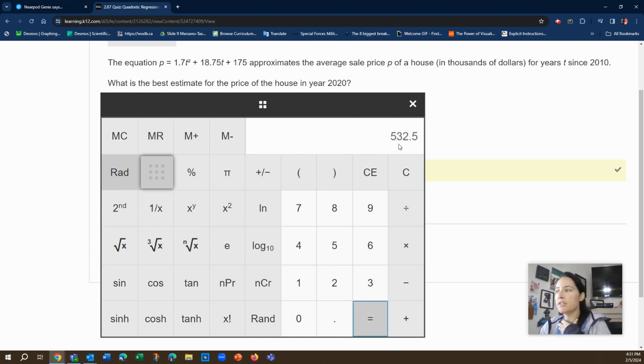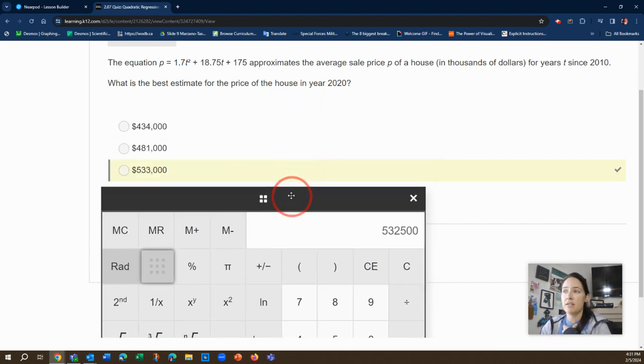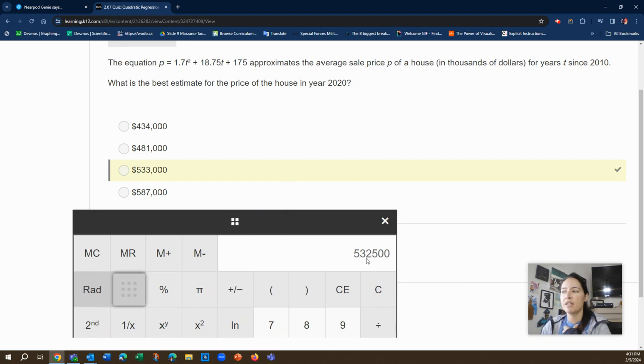Okay, so $532.50. Approximate, right? No. In thousands of dollars. So let's times this by 1,000. So they're saying it's about $532,500. So a little over $500,000 homes. That's the best estimate for the price. Oh, okay. So they even rounded up again. They rounded up to 533,000. There you go. That is how quadratic regression models are used, how you make them.